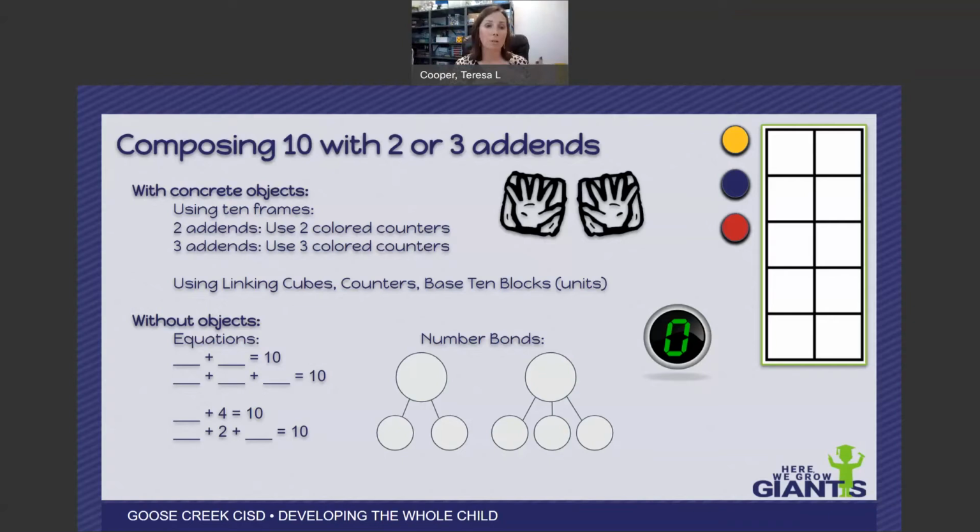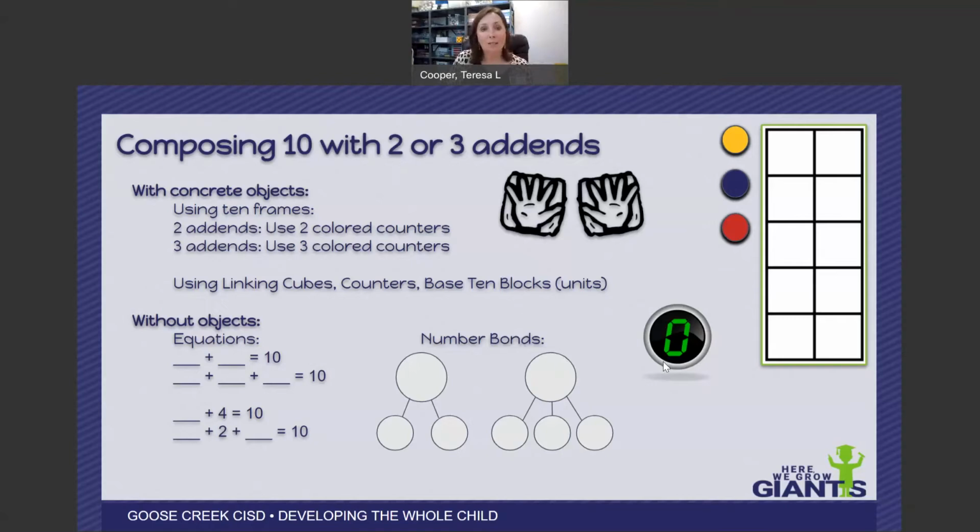So concrete objects could also be linking cubes, your 2 color counters, base 10 blocks, using the units so they understand that 10 units make a 10. The units, I put 10 of them together and I get a 10, right? So we want them to use that to compose 10, especially if you've got a student that's still struggling to build that understanding of a rod is 10. So we'll use those concrete objects every time.